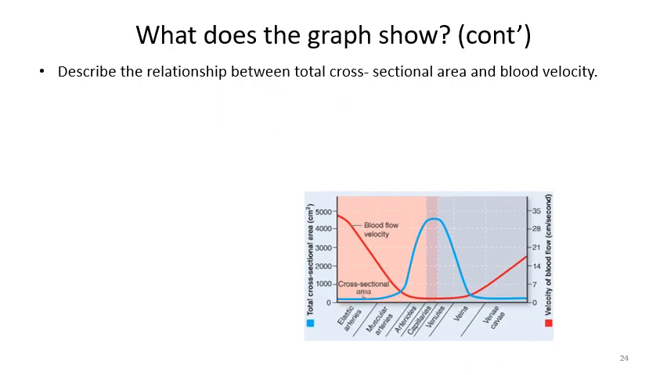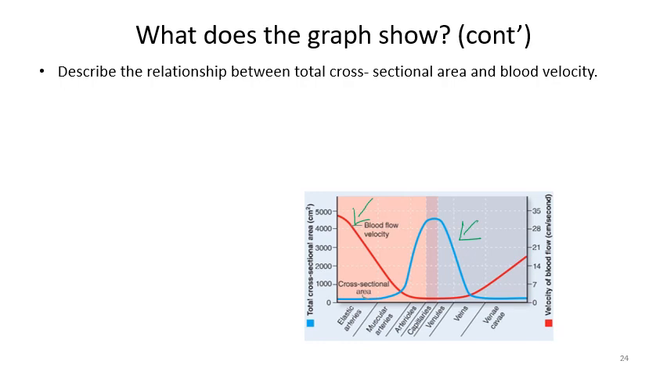So what else is this graph telling us? Another thing it tells us is the relationship between total cross-sectional area and how fast blood can flow. So take a moment, again, pause if you need to, and then answer the question and tell me the relationship between total cross-sectional area and blood velocity. So what is that relationship? Let's look.